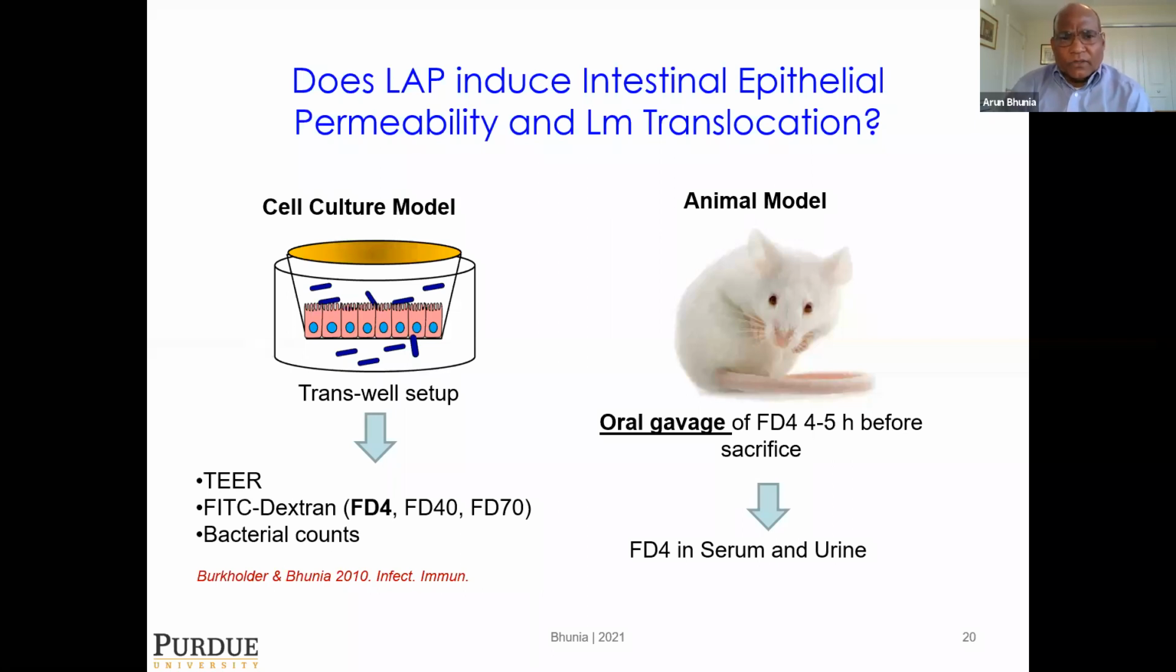And that's normally done also in humans. You can look at the levels of dye in the serum or urine. And that gives you an indication that if you have a high level of dye migrated, there is a barrier compromise that has happened due to whatever reason. In this case, we are looking at Listeria monocytogenes infection.